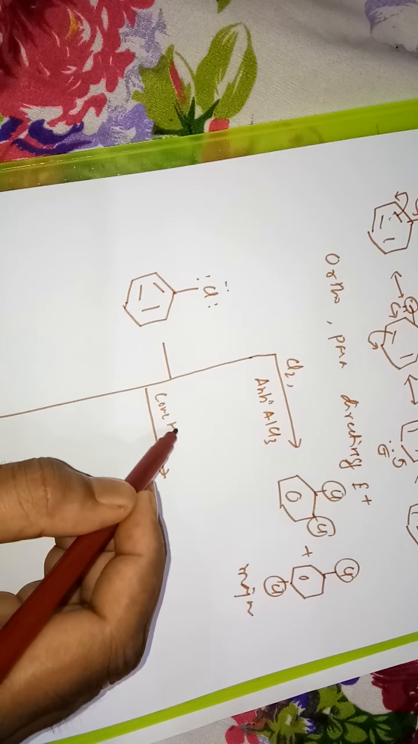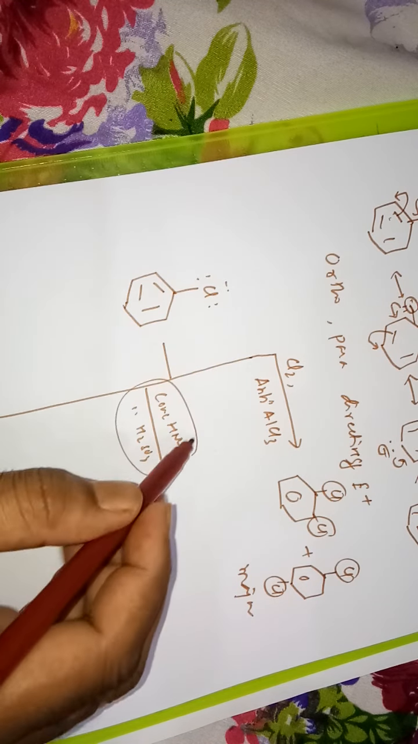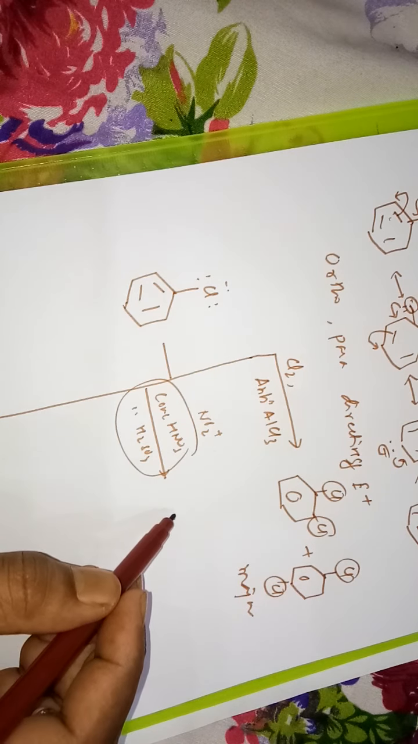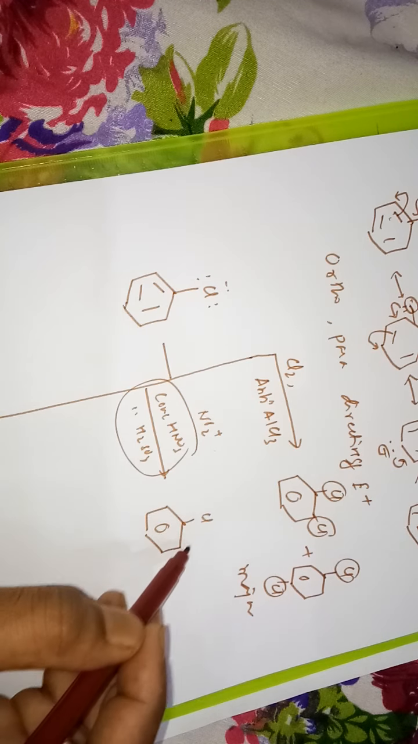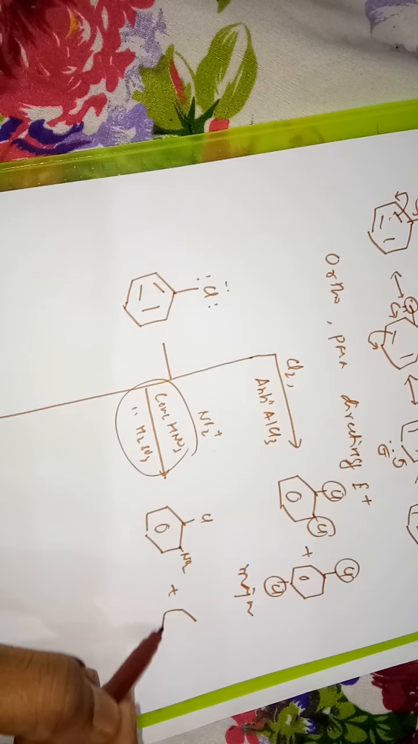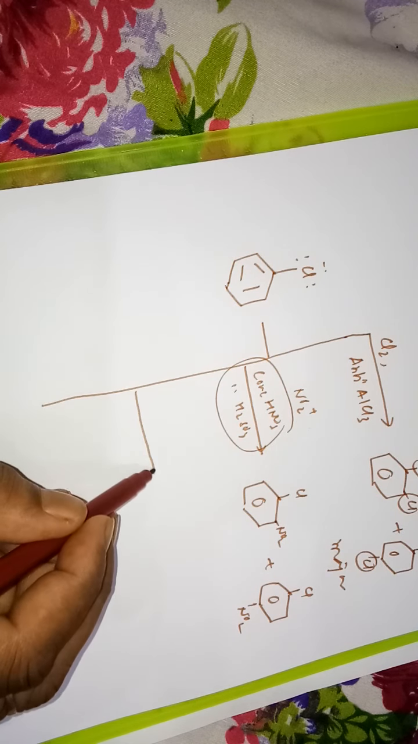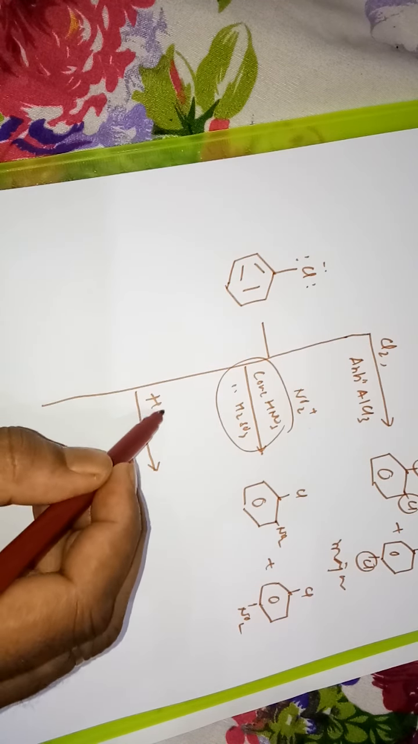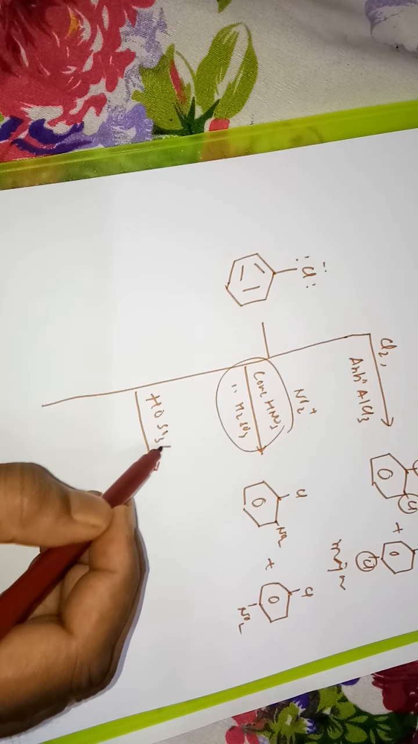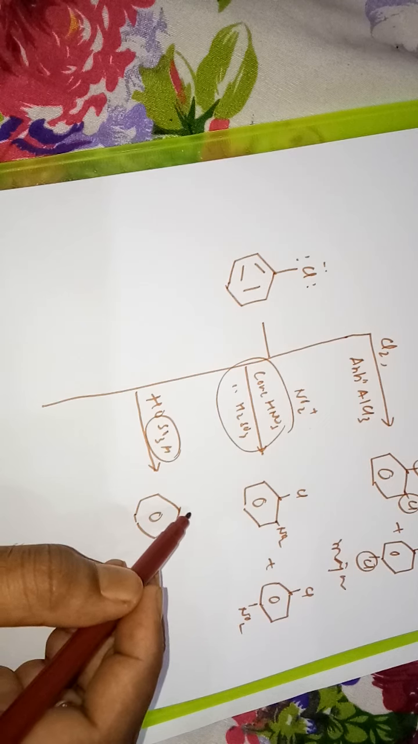If you do the reaction with concentrated HNO3 and concentrated H2SO4, from that we get NO2 positive. So NO2 positive enters at the ortho or para position. If we use H2SO4, from that SO3H is the positive part, and it will enter at the ortho or para position.